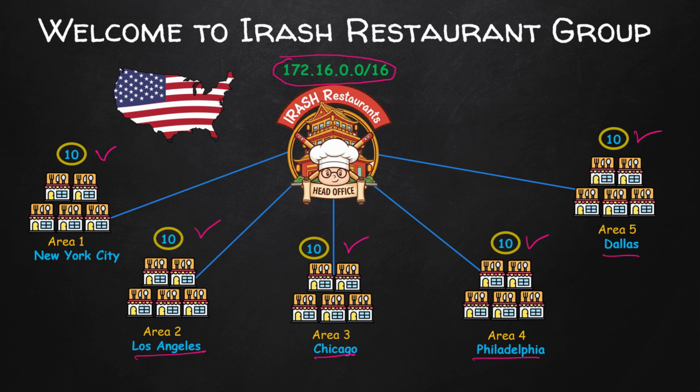192.16.0.0/16 network to all these branches. This is a Class B network. The /16 indicates the CIDR notation of a Class B network, which comes with a subnet mask 255.255.0.0. So this IP address we need to divide into multiple subnetworks and assign to all these branches. If you are a network engineer working at iRash Restaurant, it is your responsibility to do the subnetting and assign the IP addresses to all the branches accordingly. So let me show you how to do that.